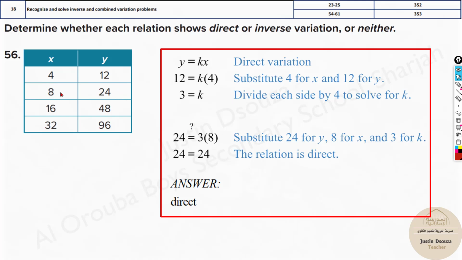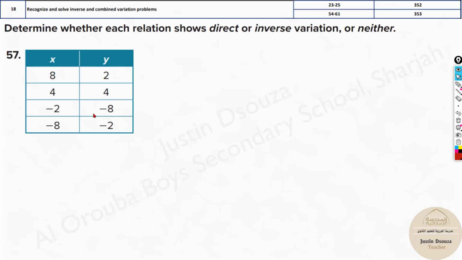Now, for the next one, check whether this works. If you multiply 8 by 3, are you getting 24? Yes. If you multiply 16, yes, it is true. So this is very simple. Direct variations are very easy. You can just see here 4 times 3 is 12, 8 times 3 is 24, 16 times 3 is 48. Same way here, 32 times 3 is 96. That is directly varying.